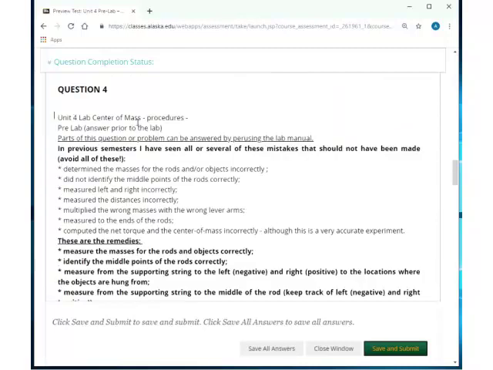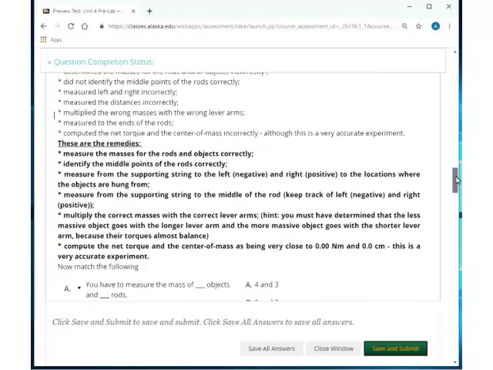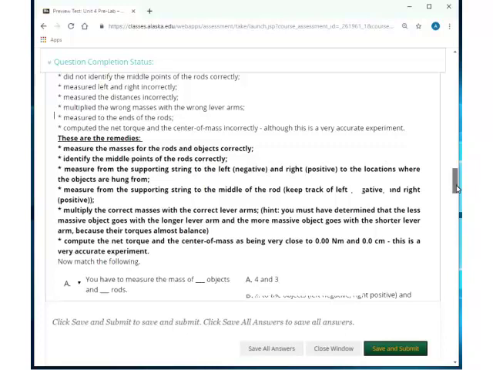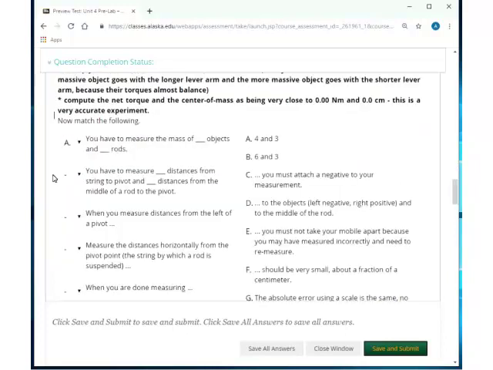Still the same lab. Procedures. These are some of the things that students have done wrong in the past that we needed to correct them. So pay close attention to that. It should be the correct order here. A, B, C, D, all the way through to I.